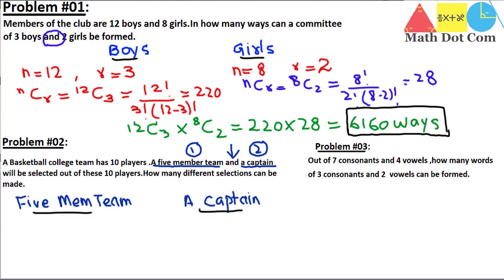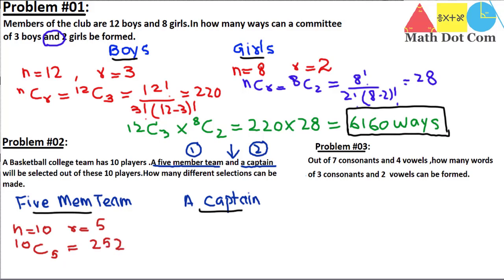A basketball college team has 10 players. So we have a total of 10 players, so n is equal to 10 here, and a 5-member team. Out of 10 players, a 5-member team will be one combination, so we have to find that where r is equal to 5. It will become 10C5 equals 252 if we use the formula of combination and solve it.